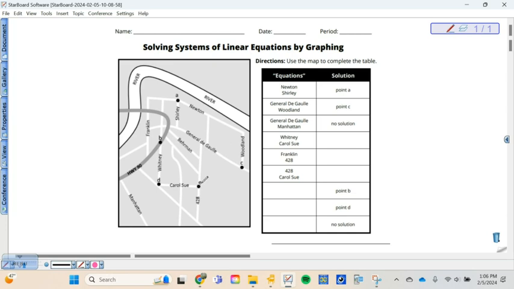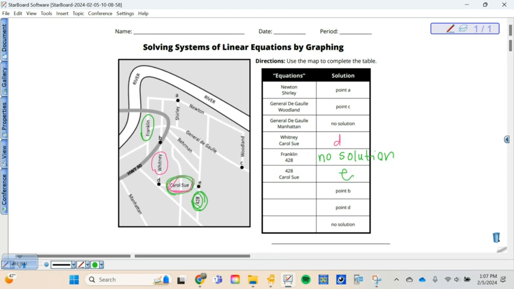Okay, so Whitney, Carol Sue, what's the solution? Whitney, Carol Sue, yeah, point D. What about Franklin? Franklin and 428. What did you say? I heard it. No solution. What about 428 and Carol Sue?